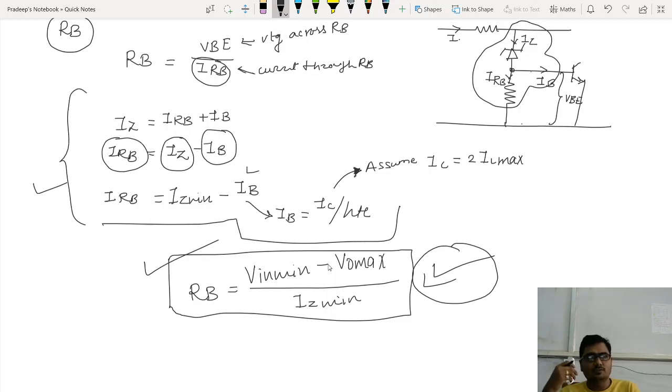Because see, even if you don't calculate the value of RB and assume the value of RB up to 4K, then also it is valid. Because ideally the value should be infinite. But practically, an infinite value will take very small current. I want a current to be shared by some resistance. So that's why for current sharing, I am putting some value of resistance. So if you want to, go for this direct equation, that is V minimum minus VO maximum divided by IZ minimum. Otherwise, don't connect RB, no problem at all.